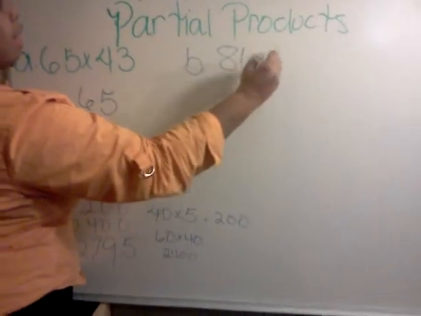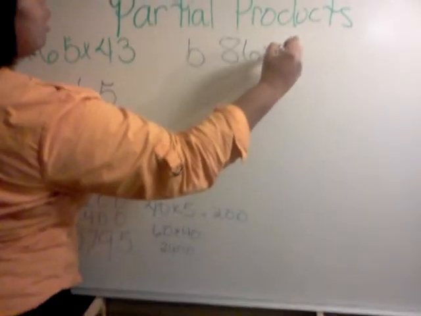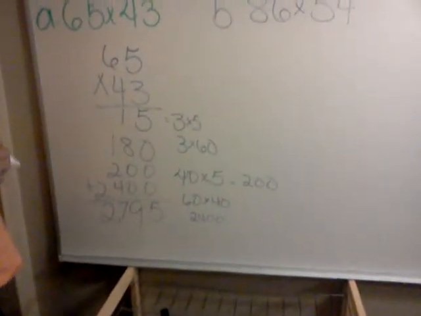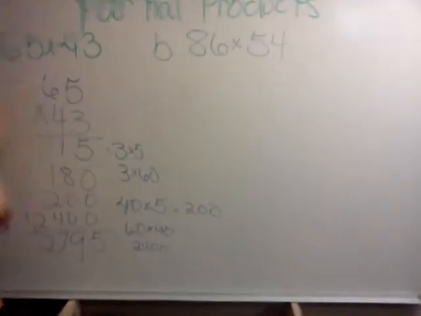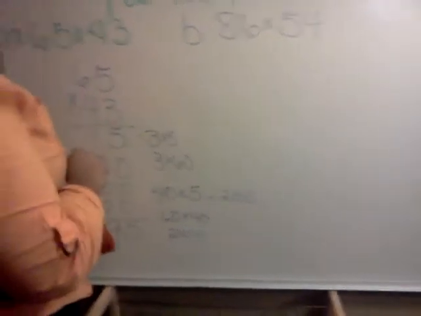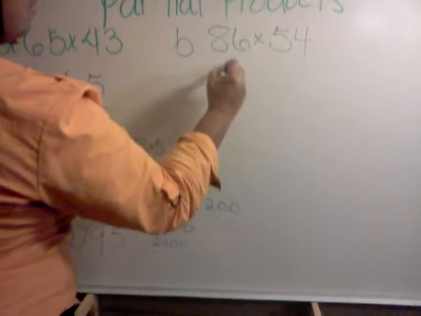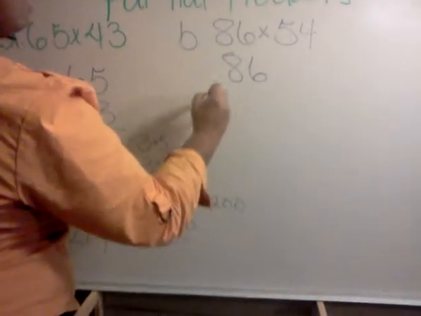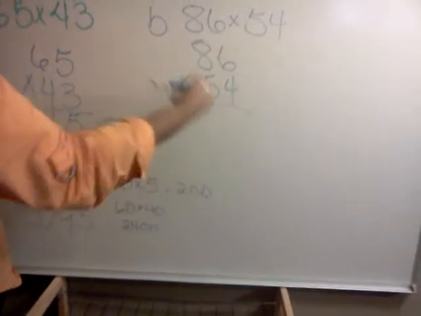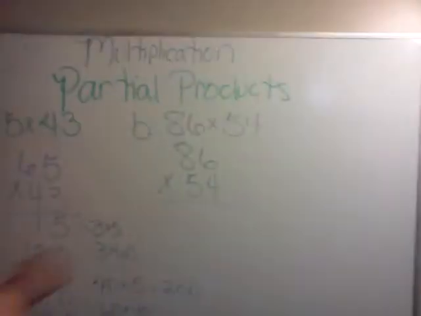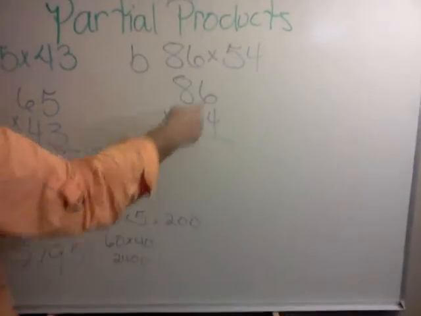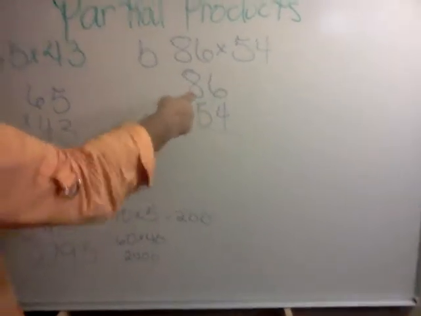Okay, so B will do 86 times 54. Okay, 86 times 54. First thing we need to do is line this up using place value. So 86 times 54. Line up the ones place, line up the tens place. Ones times the ones, ones times the tens, tens times the ones, tens times the tens.